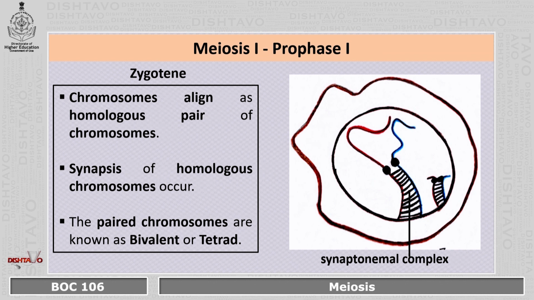Zygotene is the next stage after leptotene. Chromosomes align as homologous pairs of chromosomes. Synapsis of homologous chromosomes occurs. The paired chromosomes are known as bivalent or tetrad. The picture is showing the synapsis of the chromosomes. Synapsis means the pairing of the homologous chromosomes.